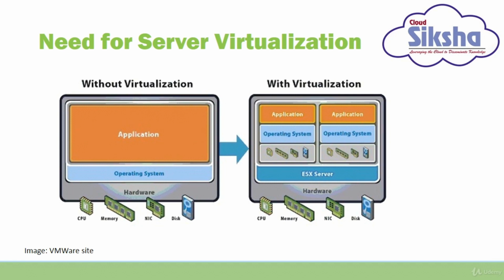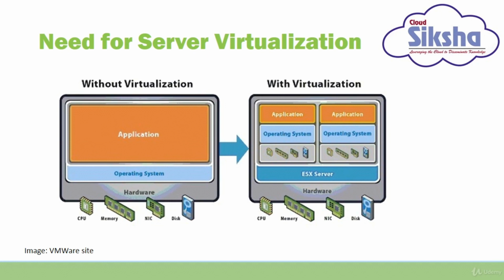So if you see the left side of the screen, in one physical server, you could run only one operating system, whereas on the right side, you're running now two operating systems. How is this possible? This is possible because this particular layer called the hypervisor layer is virtualizing your physical hardware, and then it is providing each of these operating systems with some resources. The operating systems think that they have physical resources, but in truth, they have only virtual resources.